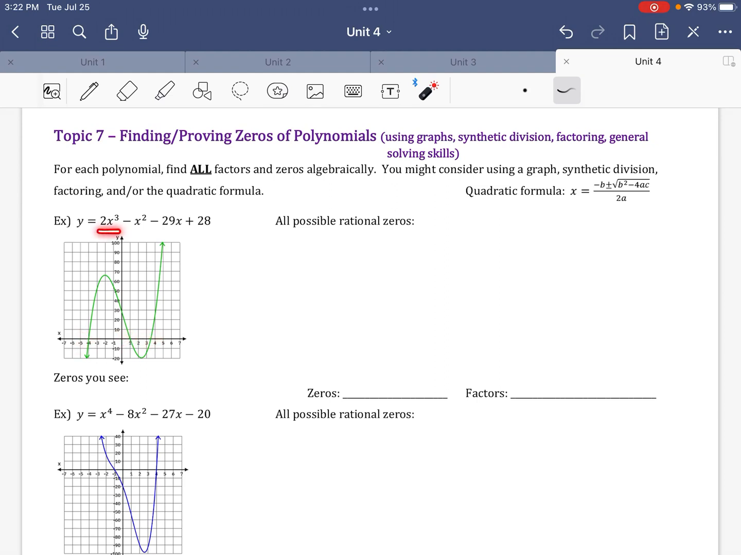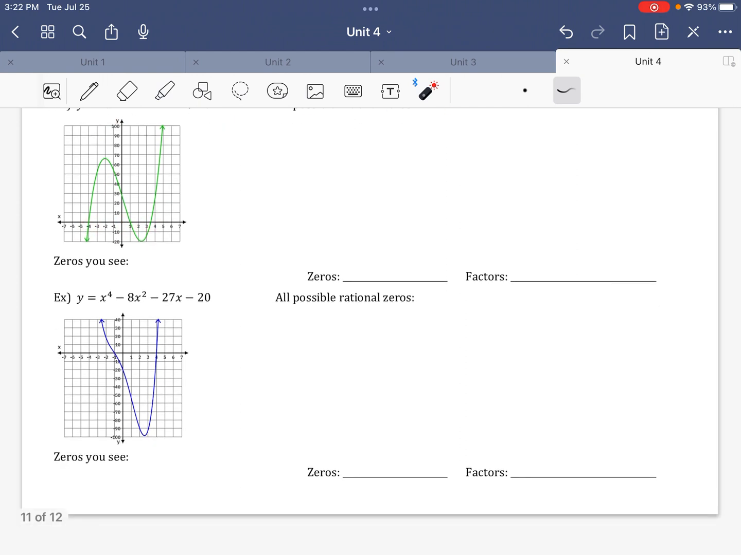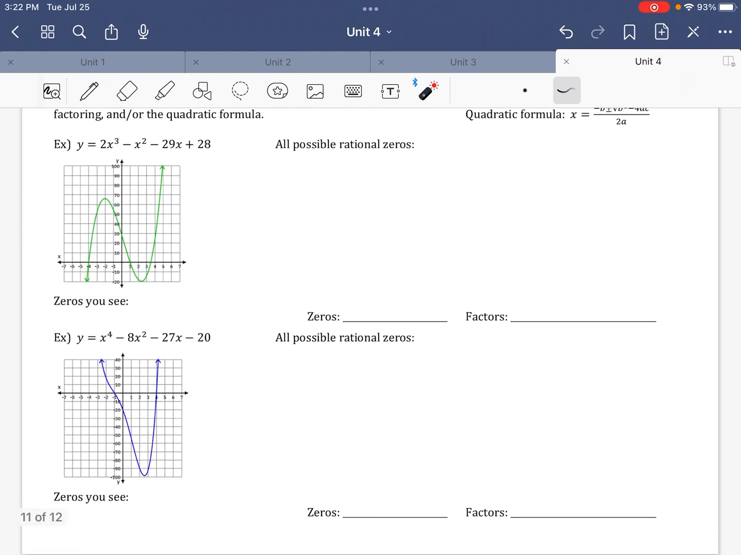Here are your x-intercepts. I can see there are 3 of them. This is x to the third, so I know they're all going to be real, right? If you see 3 x-intercepts and it's x to the third, you're like, oh, 3 real solutions. And you have to figure out and prove what they are.